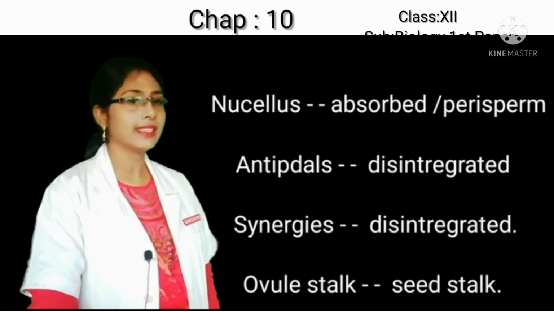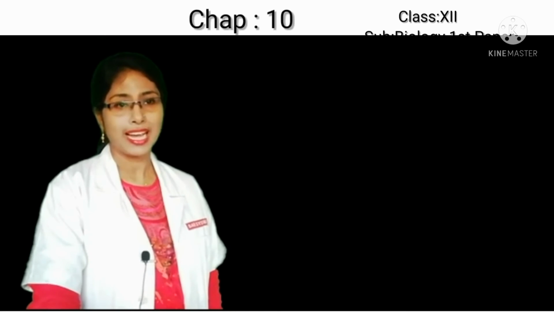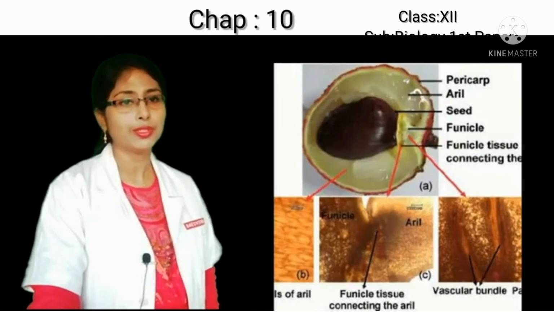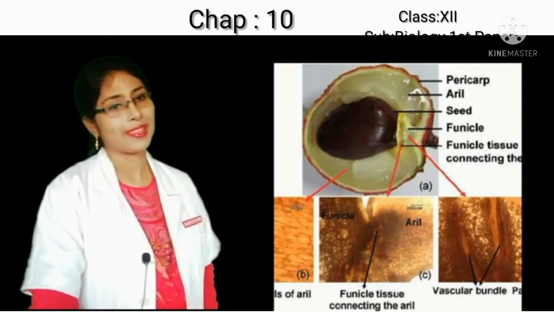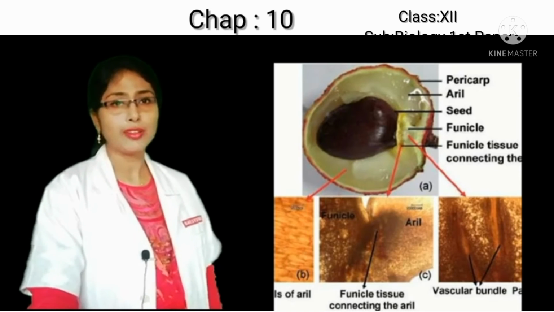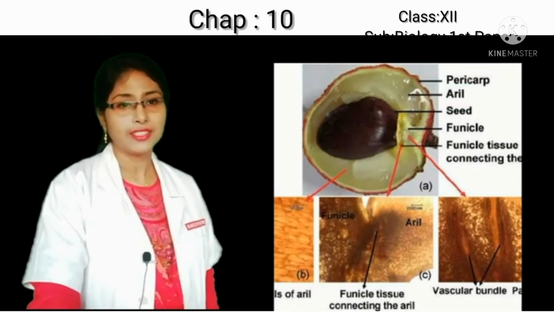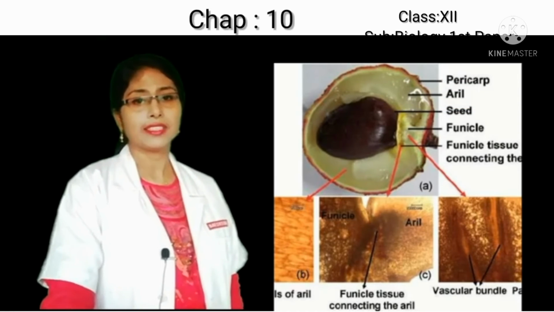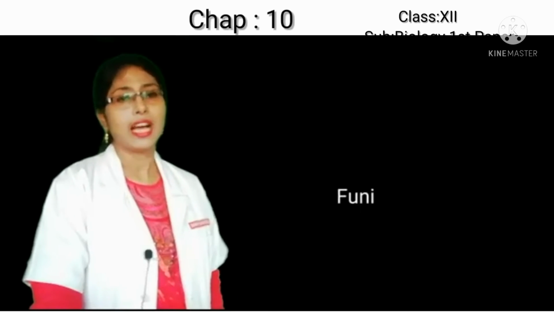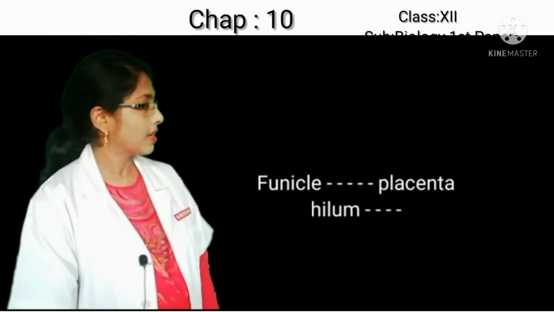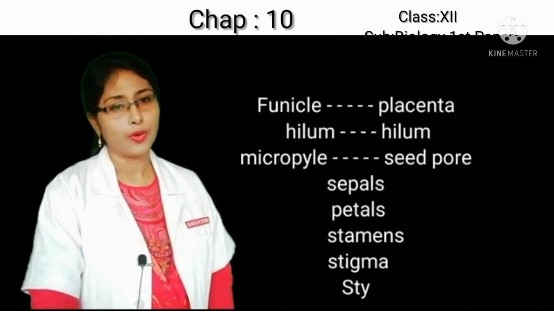In some cases, the ovule stalk evolves as a specialized extra outgrowth that partly or completely covers the seed. This outgrowth is called aril. The edible flesh of the lychee fruit is highly developed aril surrounding the seed. Funicle, hilum, micropyle are transformed into seed placenta, hilum, seed pore.